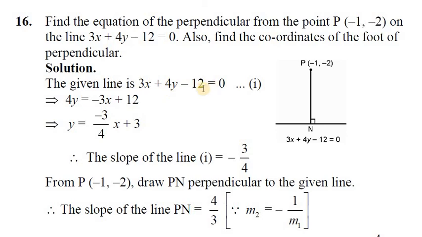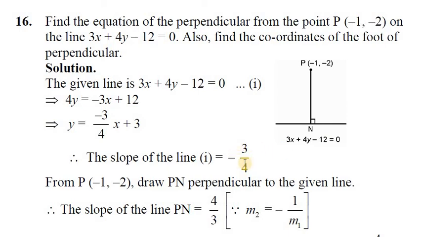So given line is this one. If we express it in y = mx + c form and simplify this, we get y equal to this, and here y = mx + c is the form. And from this, the coefficient of x is -3/4. So obviously the slope of this line is -3/4. So the slope of this line we have got is -3/4.